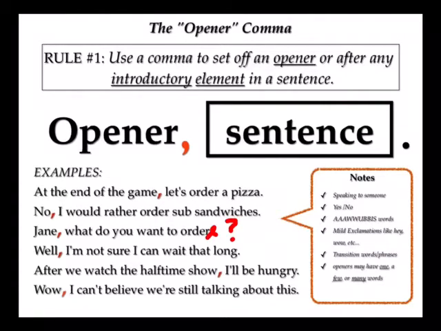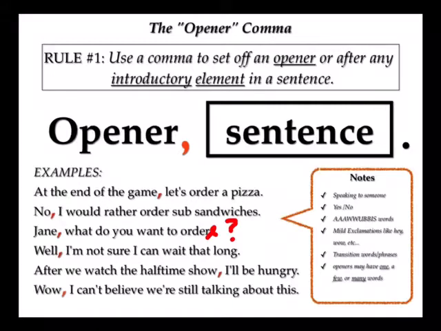After we watch the halftime show, I'll be hungry. Those are subordinating conjunctions. Let me try: after, although, as, while, when, until, because, before, if, and since. I think I got them all, but I'm not wearing my reading glasses to make this video, so I'm not 100% sure. Yes, comma, I've got old eyes.